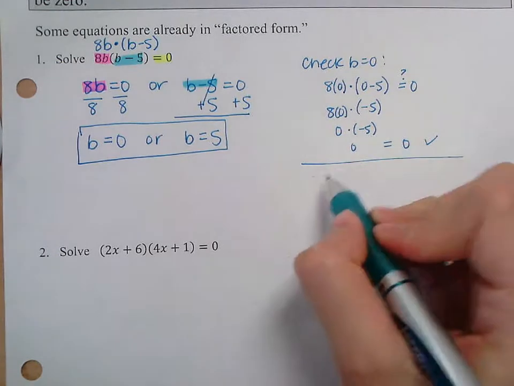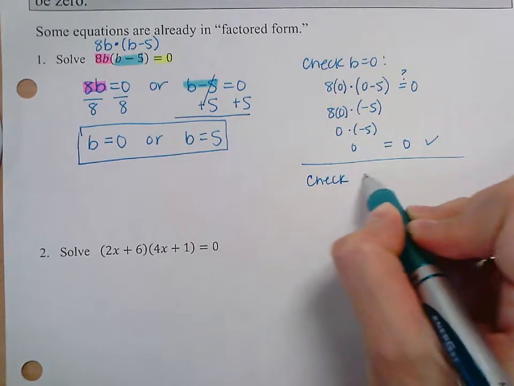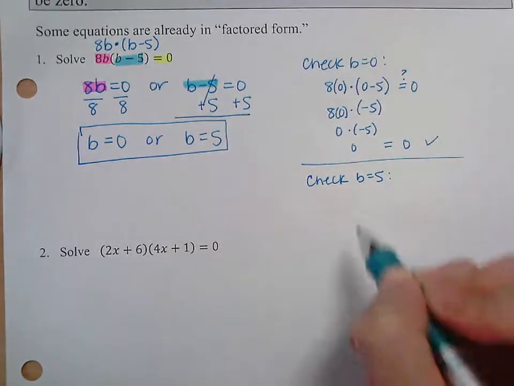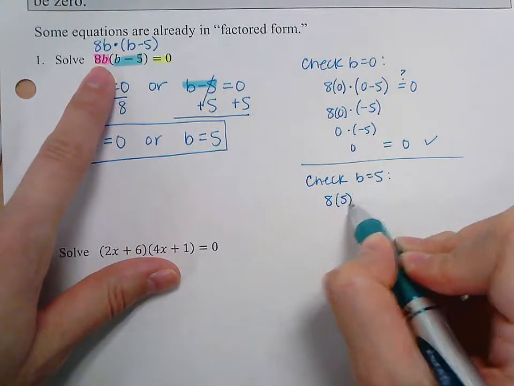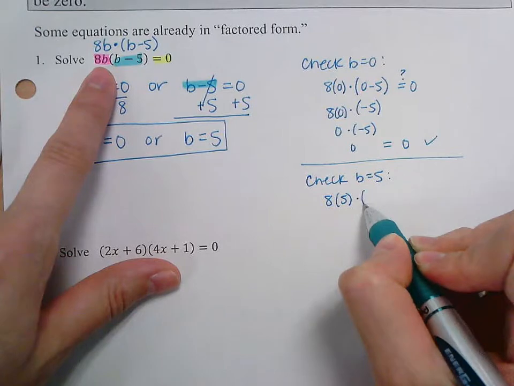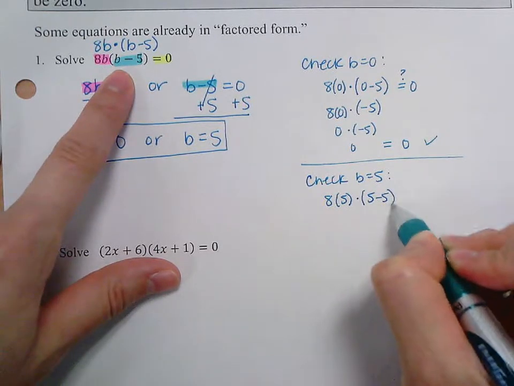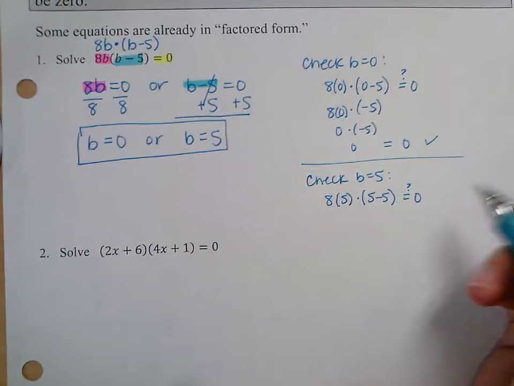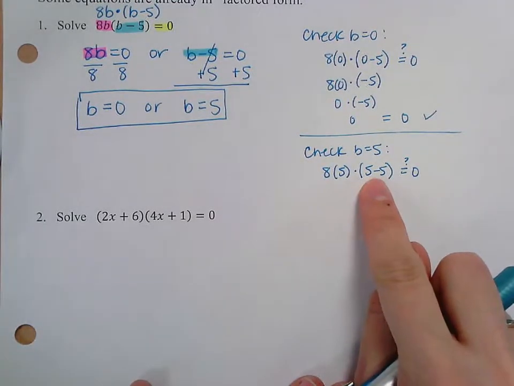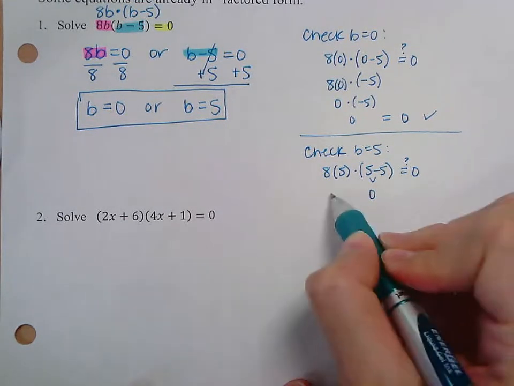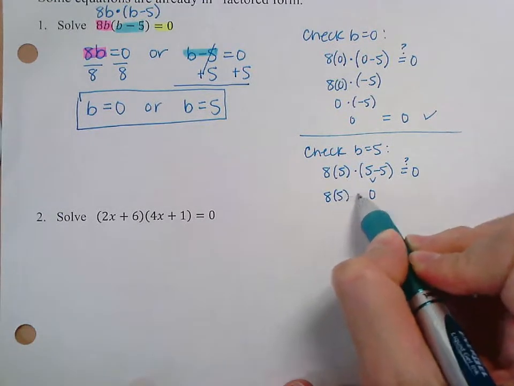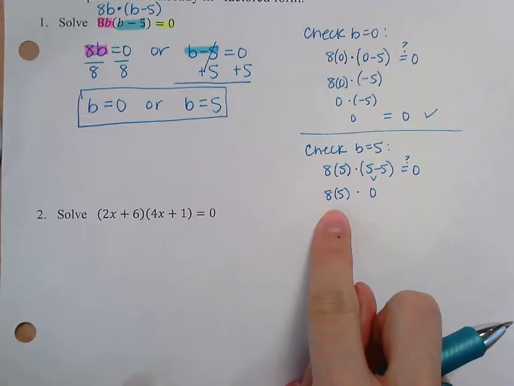Okay, and then if I were to check b is equal to 5, so I would have 8 times, put 5 in for b, and then times 5 minus 5. Does that equal 0? Start in the parentheses, 5 minus 5, that's 0. So I have 8 times 5 times 0. What's 8 times 5?